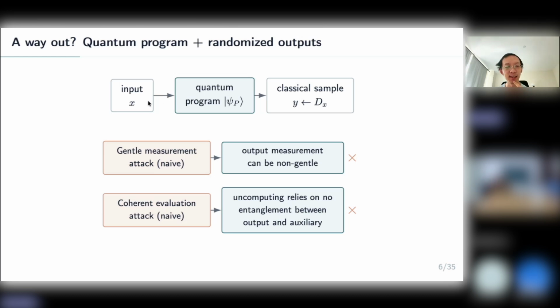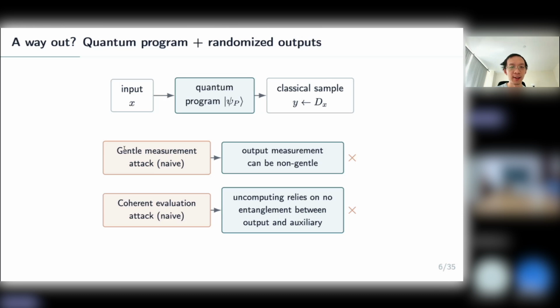One example you can think of is the signing functionality of a signature scheme. So X could just be some message, and D of X is the distribution over the signature for that message X, and then you get one signature instead of the whole description of the signature distribution. So this is one somewhat natural example where you might want to consider this scenario. And notice that once the output is randomized, the two attacks that I just showed you do not work, at least not immediately.